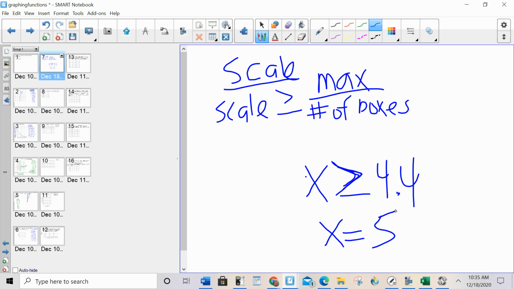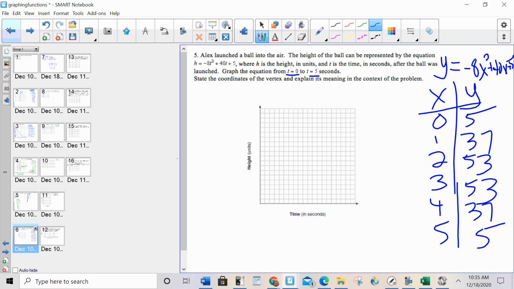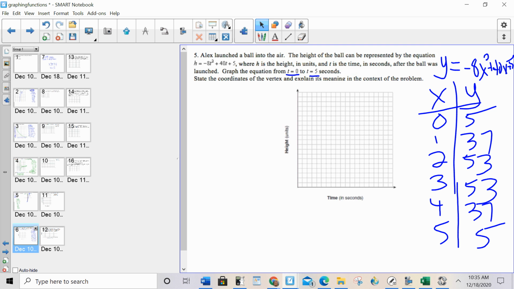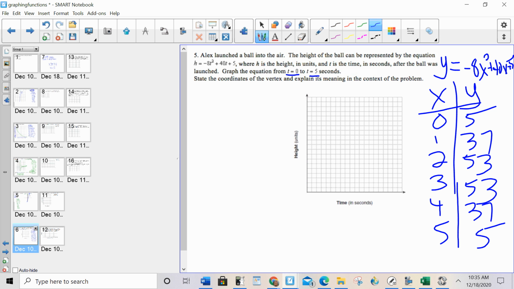Now, some of you might say, I want to do 4.5. It's not wrong. It's just 4.5 is going to be a little bit more annoying to work with than 5 would be. So you can make a judgment call at that point. But to start off, to find your scale, you're going to do your max divided by your number of boxes. So let's find the scale.